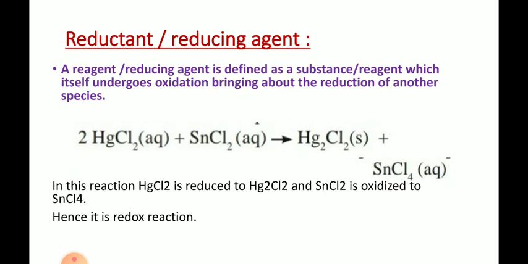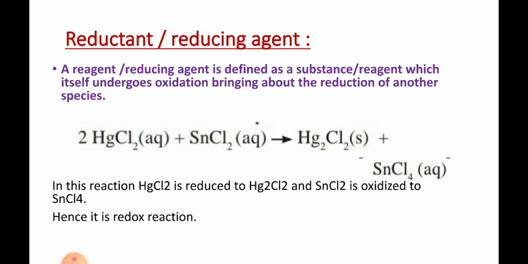Here is one example which we have taken. HgCl2 is converted into Hg2Cl2 and SnCl2 into SnCl4, where addition of an electropositive element takes place in the following reaction. In this reaction, HgCl2 is reduced to Hg2Cl2 and SnCl2 is oxidized to SnCl4. Hence this is one example of a redox reaction.